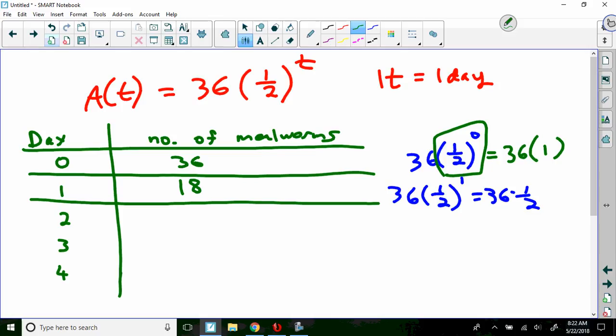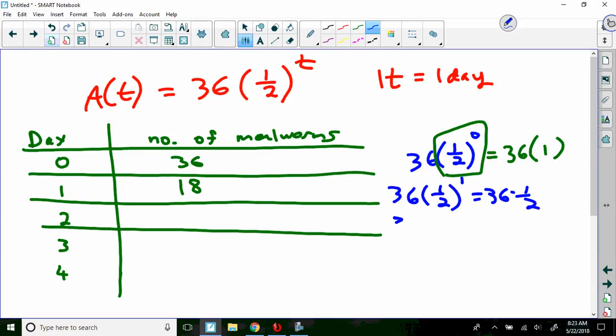Maybe it's not going to surprise you. I don't know. Anybody think they know what's going to happen next? It's not going to go back up. 1/2 to the second, good, which is going to be a quarter.